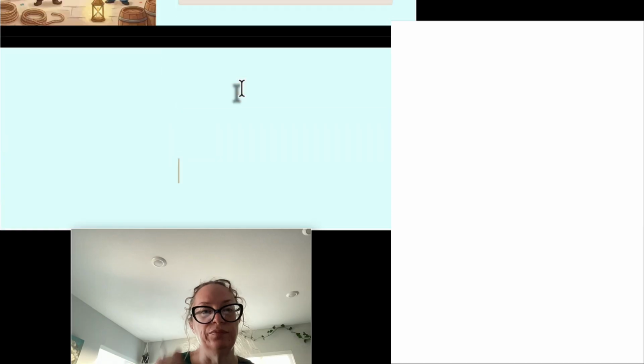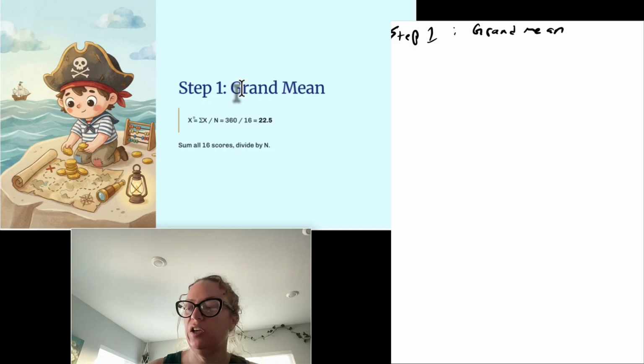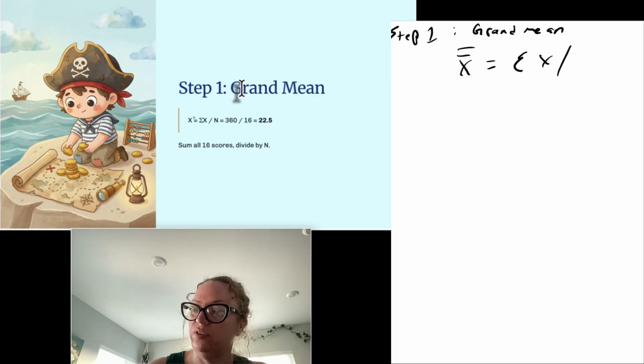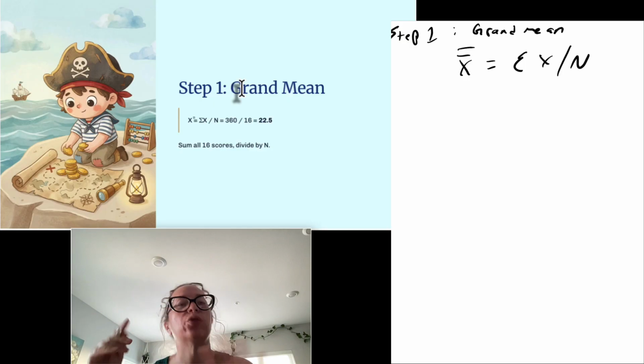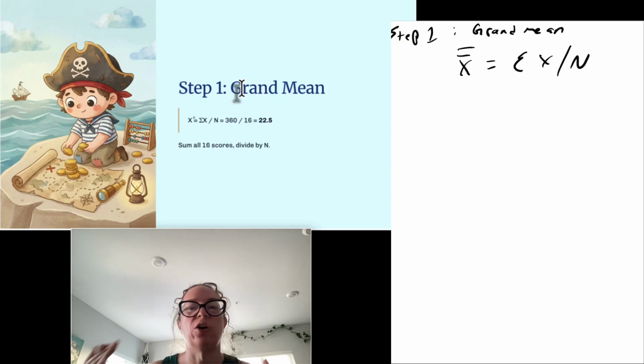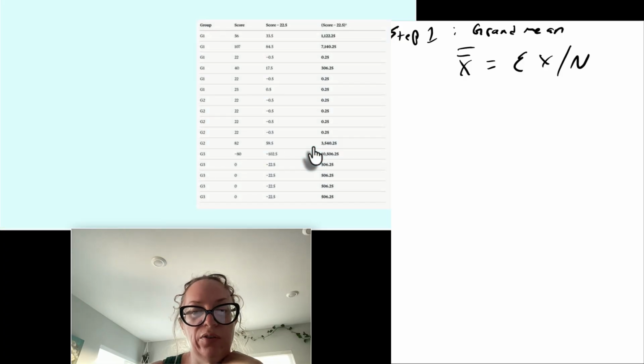Okay. So now we go on to our first actual step, which is finding the grand mean, which is easy. It's just like finding any other mean, okay? So the grand mean, x double bar, is just the sum of x over n. It's the average of all the scores, ignoring which group it is. We're just adding them all up together. So we have the data here, okay?